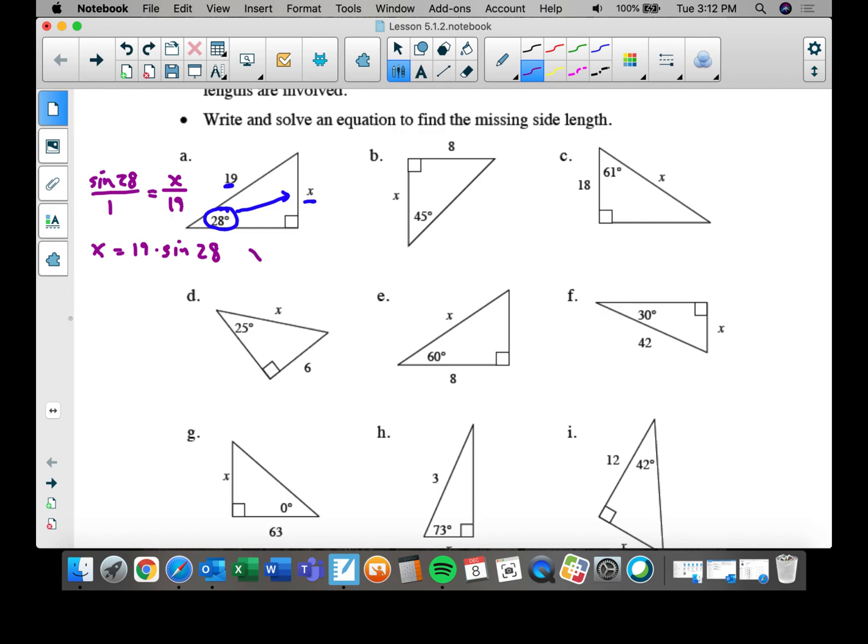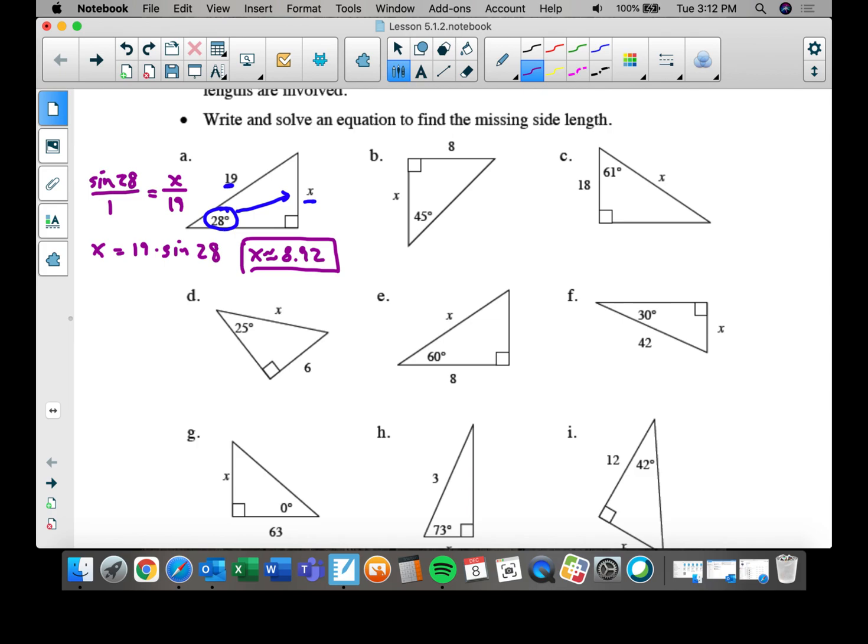So in this problem, x is going to equal approximately, if we type in 19 times the sine of 28, 8.92, if I round that to the nearest hundredth. So there's our answer for the first one. You identify it as a sine ratio, we set it up, and solve the proportion.